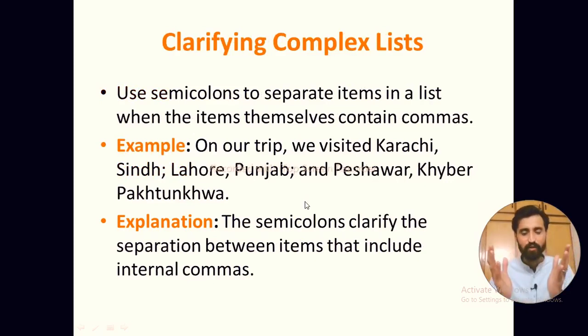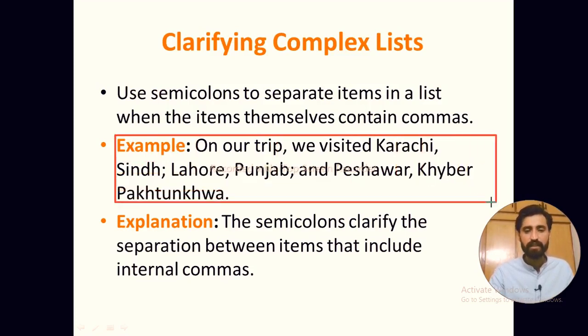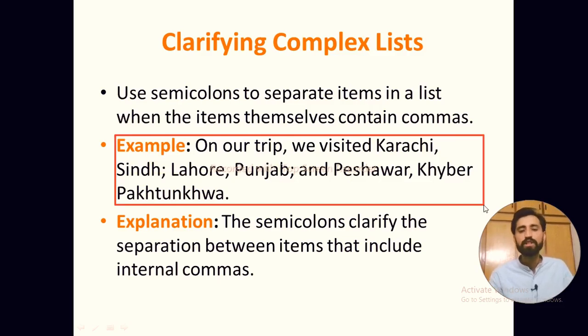जब हमारे पास एक लिस्ट गिवन हो, सो उसको क्लैरिफाई करने के लिए हम क्या करते हैं, हम इस सेमीकोलन को यूज करते हैं. अब इस सेंटेंस में आप देखें, here in this sentence we have: on our trip we visited Karachi, Sindh; Lahore, Punjab; and Peshawar, Khyber Pakhtunkhwa. Now you can see that there is a clear difference because Sindh, Punjab, Khyber Pakhtunkhwa, these are the provinces. अब यहाँ पर आप देखिए clarify करने के लिए Karachi, which is located in Sindh, then I'm talking about another part that is located in Punjab, Lahore, and another city Peshawar, which is located in Khyber Pakhtunkhwa.